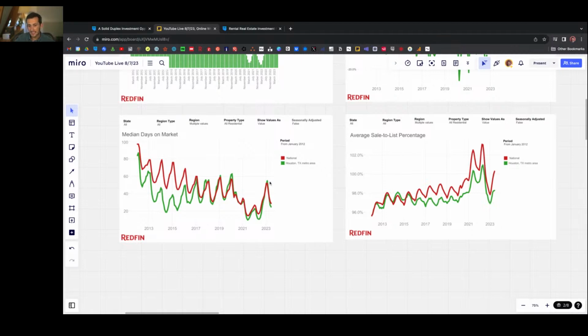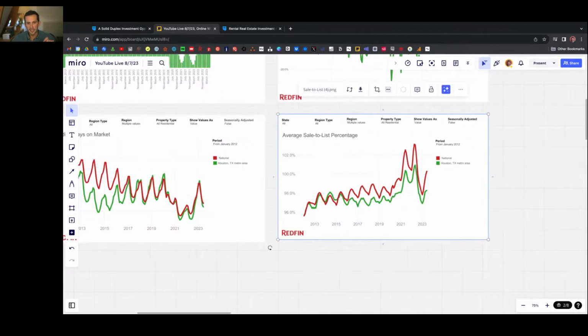And then I am saving the best for last with these charts. This last one is one you may not have heard of before. This is a data metric that people don't really talk about. I don't get why, because it's so useful. This might be the most useful one out of all the ones I've shown you. This is the average sale to list percentage.